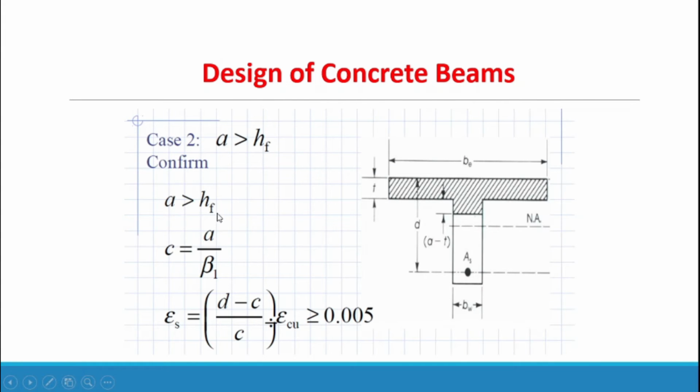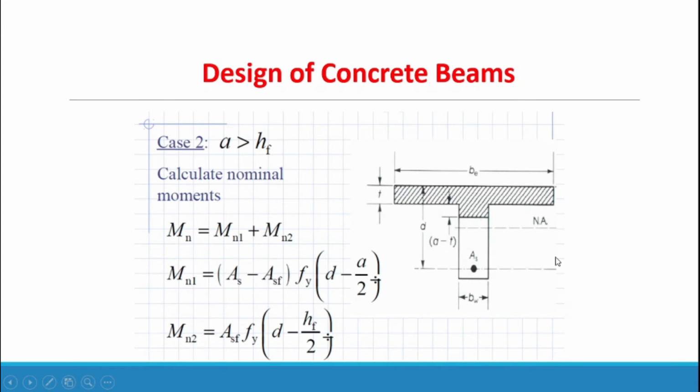We need to confirm that A is greater than H of F, wherein C is equal to A over beta 1. And the strain for steel is equal to D minus C all over C, and it is greater than or equal to 0.005. To calculate the nominal moment, M sub n is equal to M sub n sub 1 plus M sub n sub 2, and Mn1 is equal to A sub s minus A sub sf multiplied by f sub y times d minus a over 2, while M sub n2 is equal to A sub sf times fy multiplied by d minus h of f all over 2.